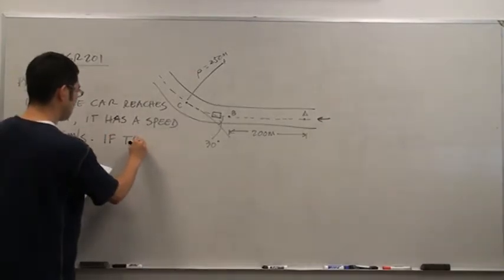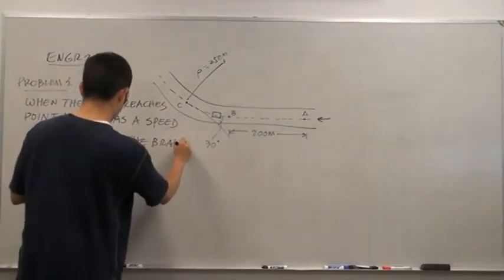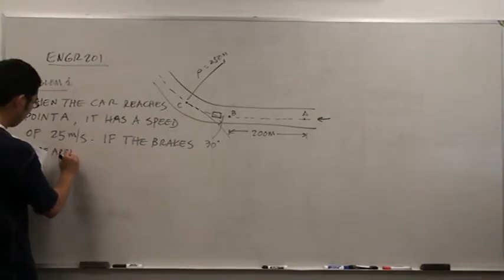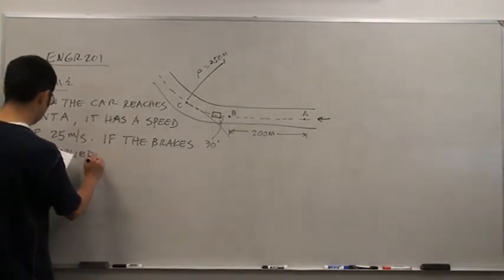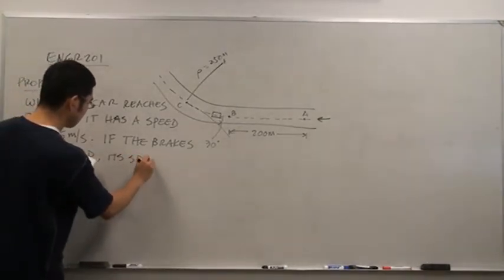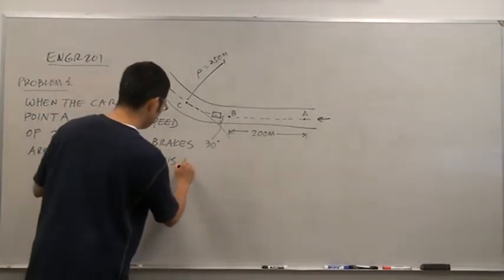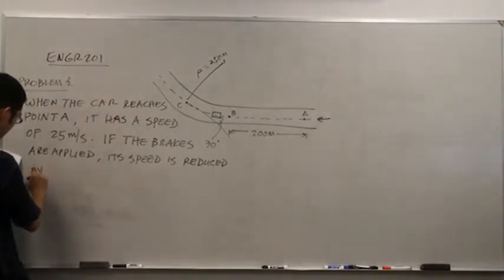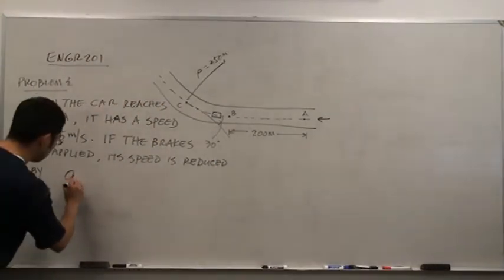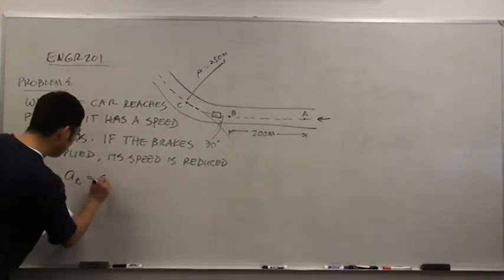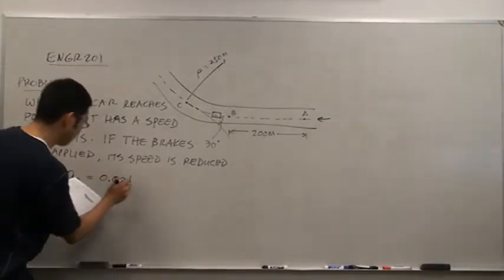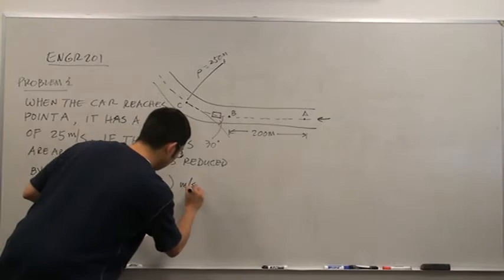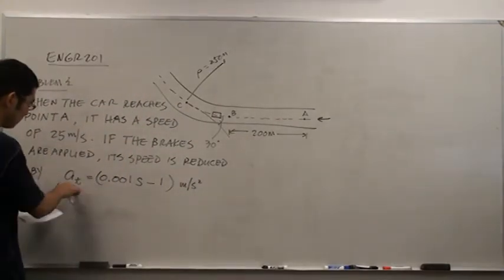If the brakes are applied, its speed is reduced by a deceleration. Okay, so AT is equal to 0.001 s minus 1 meter per second squared. Okay, so this is the tangential acceleration.